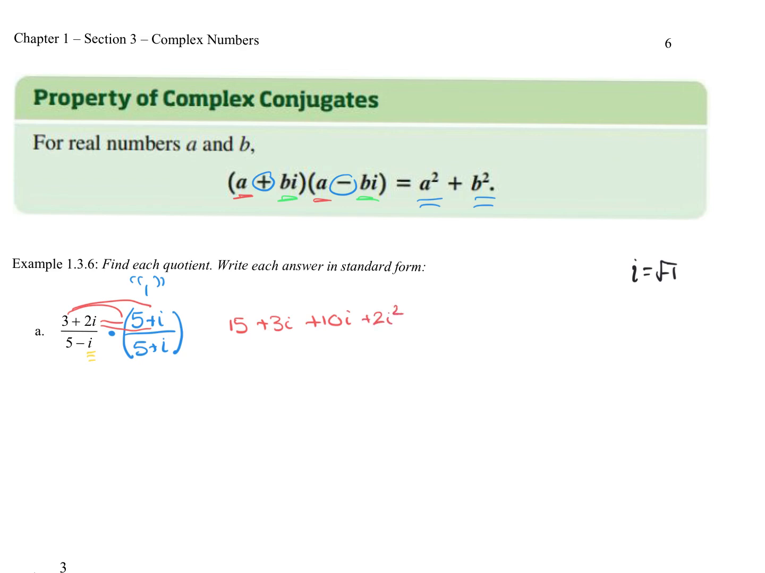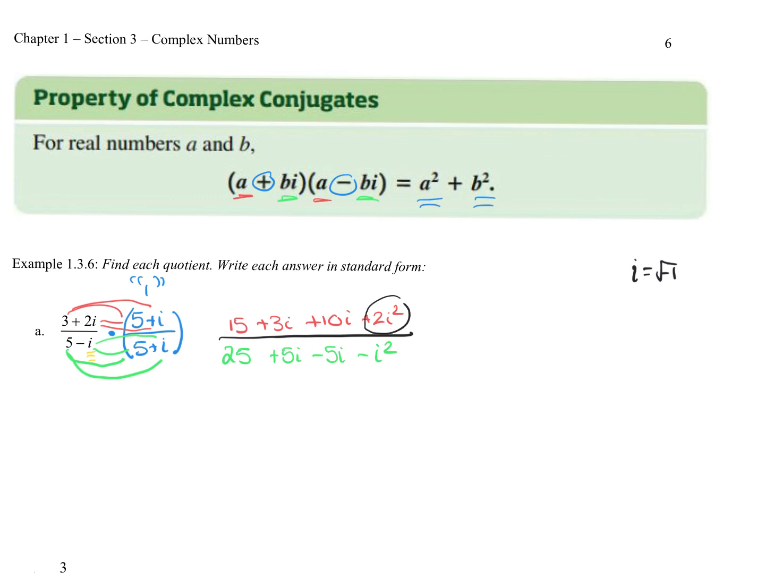In the denominator, 5 times 5, 5 times i, negative i times 5, and negative i times positive i. Or you can know that they're conjugates, and it should come out to 5 squared plus 1 squared, so 25 plus 1, or 26. But we're going to do the math. So 5 times 5 is 25. 5 times i is called 5i. Negative i times 5 is negative 5i. And negative i times positive i is going to be negative i squared.